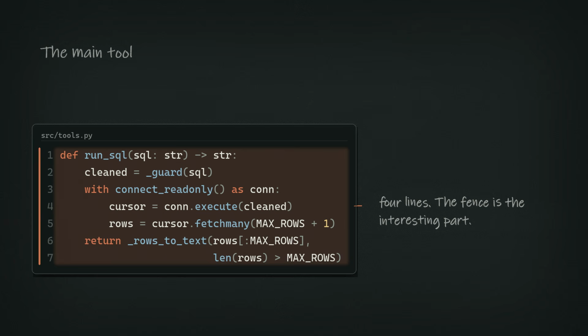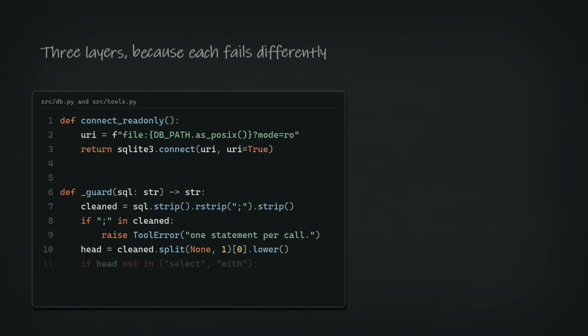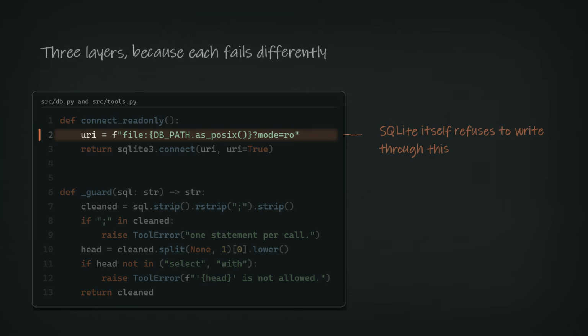And here is the fence around it, which is 3 separate layers, because each one fails differently. Layer 1 is this connection, over in db.py. Mode equals read-only, passed as a URI. SQLite itself refuses to write through this connection. Telling a model to only read is a request. Opening the file read-only is a guarantee, and it holds no matter what the model decided to send.